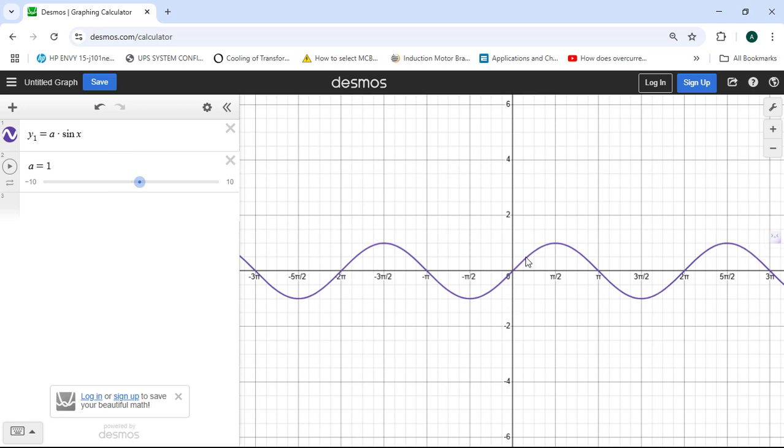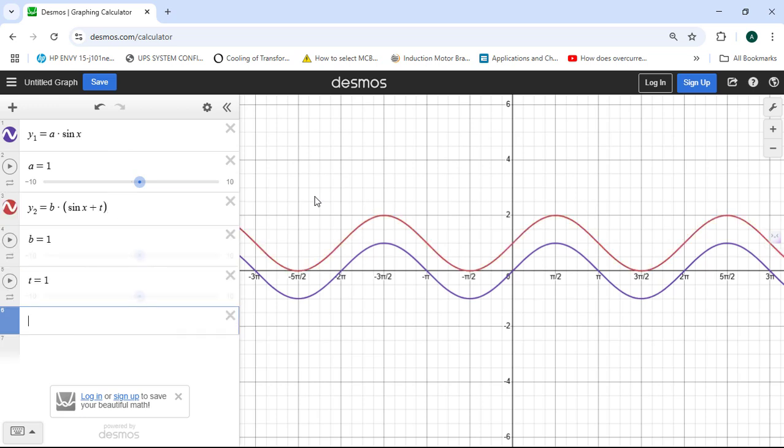Let's start applying the same for the current. Current, I will call it Y2, equal to I maximum, which I will write down as B, times sine X plus theta. So here I will write down sine X, then I will add theta. I will call it, for example, T. Press enter, and as you can see now, we have B and T constant values. B is the maximum value of current, I maximum, and T is the phase shift between voltage and current.